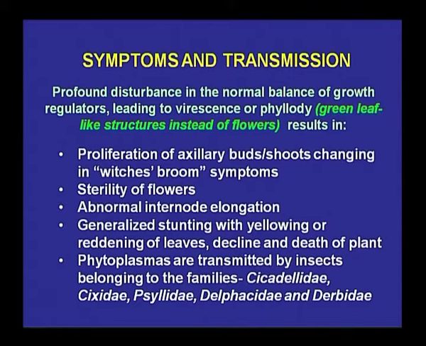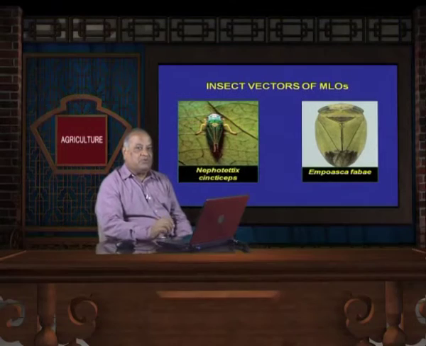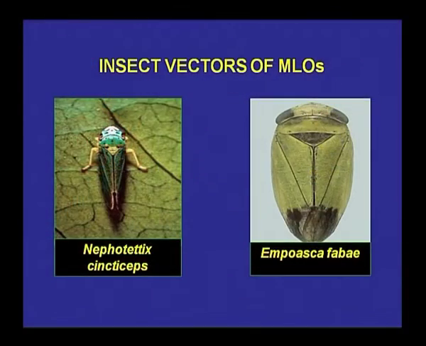with yellowing or reddening of the leaves, decline and death of the plant. Phytoplasmas are transmitted by insects belonging to the families Cicadellidae, Cixiidae, Psyllidae, Delphacidae and Derbidae. These are the insect vectors responsible for transmitting Mycoplasma from plant to plant. The Nephotettix cincticeps and Amrasca biguttula are the main insects responsible for this transmission.